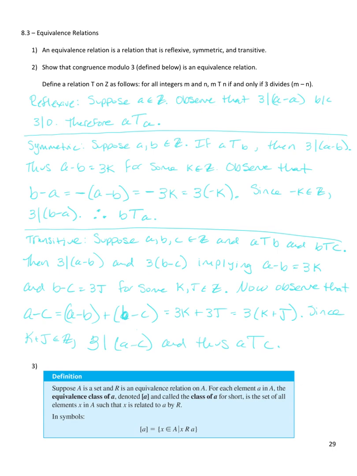Okay, we have a new definition. Suppose A is a set and R is an equivalence relation on A. For each element little a in big A, the equivalence class of a, which we denote with these square brackets, also called the class of a for short, is the set of all elements x in A such that x is related to a by R. In symbols, we say the class of a is the set of all x's in A such that x is related to a.